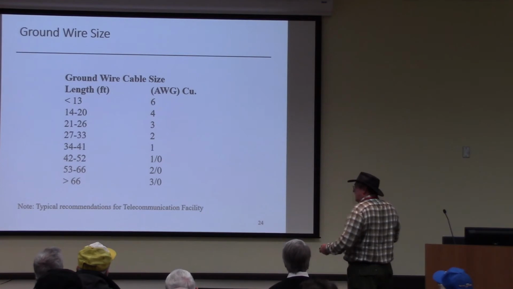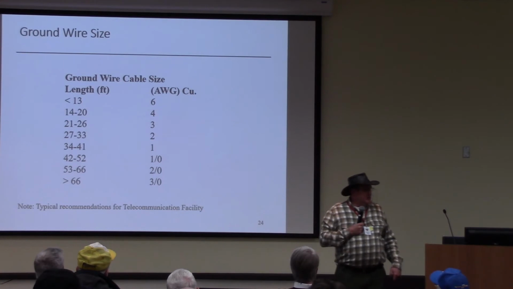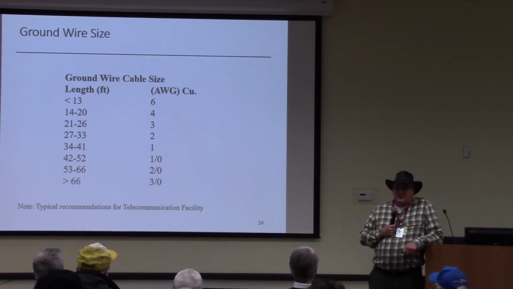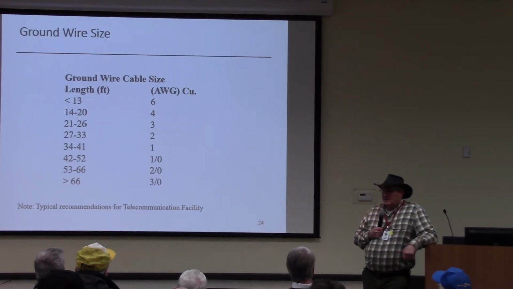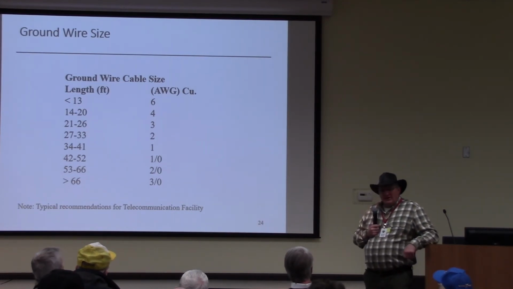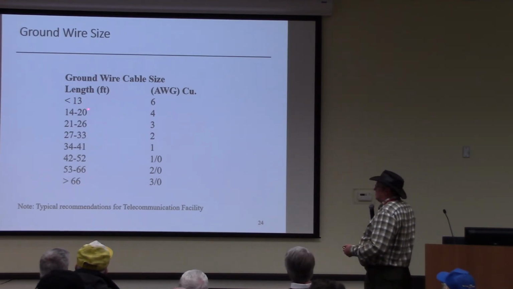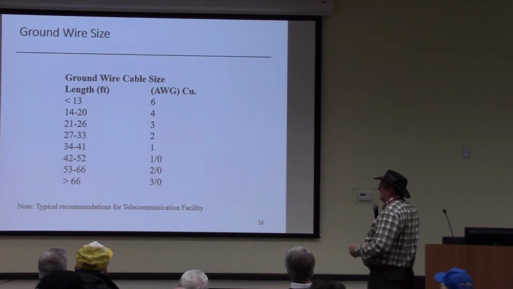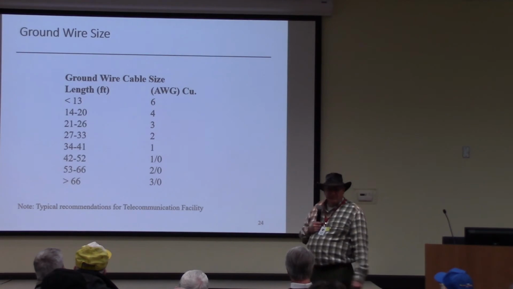Typical recommended wire size: I'm taking this from the telecommunications industry, which builds the communications buildings at the bottom of all the towers for the cell phones and other communications equipment of that nature. Motorola has a standard out there. If you've got a distance less than 13 feet, number 6 is good to use. 14 to 20, number 4. You notice as you get longer, they get higher gauge. That increases the surface area and lowers the inductance.